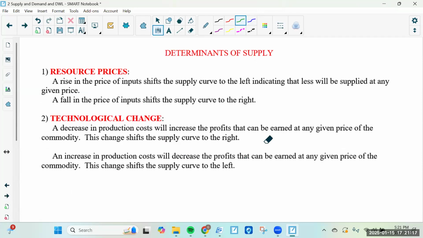Okay, so the first determinant, and this is one of the bigger ones that they use on the AP exam, is resource prices. So what do I mean by resources? If you watched my video last week, you should know what I'm talking about. This is our land, labor, or capital.